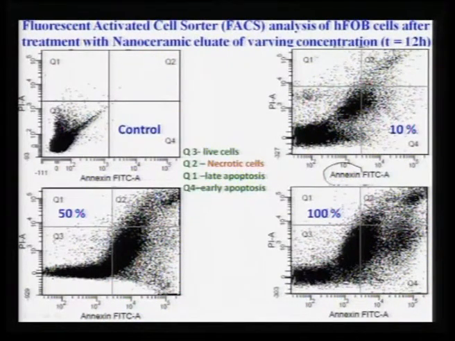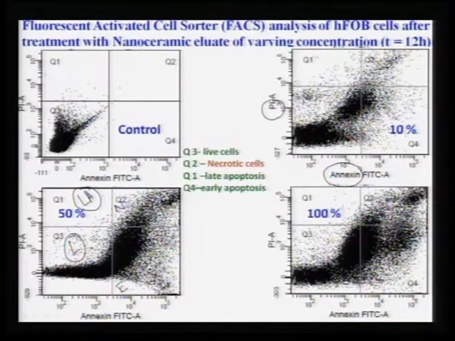Annexin is one fluoromolecule, and propidium iodide is another kind of fluoromolecule. Now, what is the uniqueness of this FACS analysis? It tells us, in a given cell population, what fraction of the cells are alive. L stands for alive. N is the cells in the necrotic stage, E is the cells in the early apoptosis stage, and the last is how many cells are in the late apoptosis process.